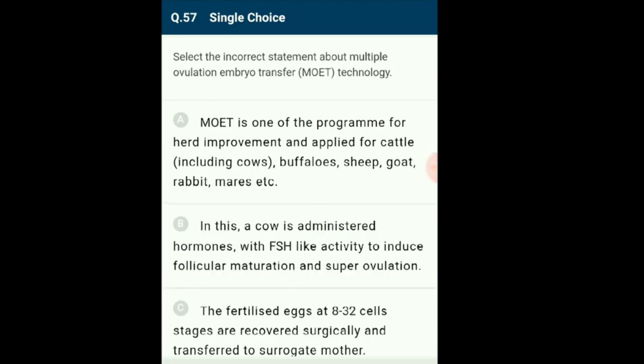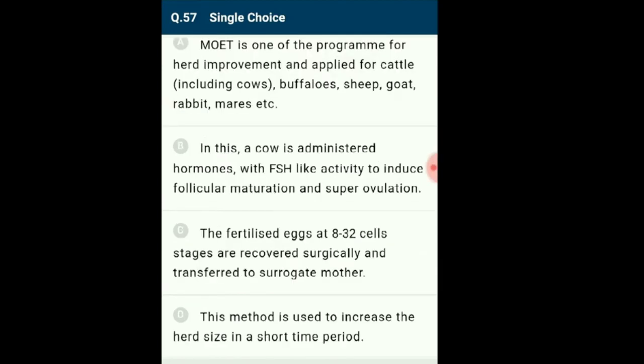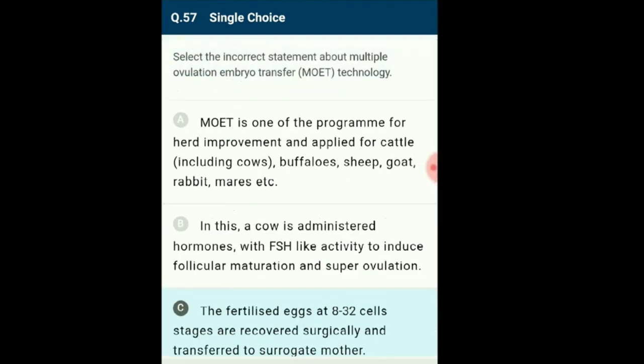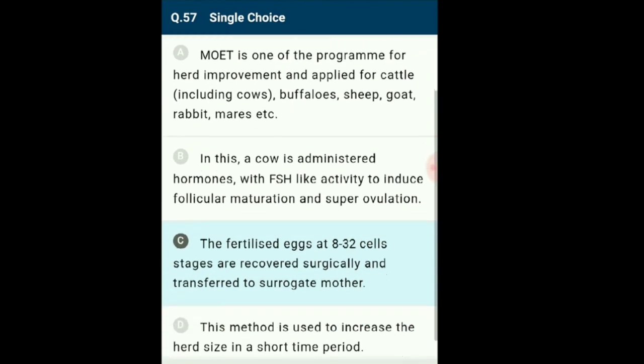Question number 57. Select the incorrect statement about multiple ovulation embryo transfer technology. In embryo transfer technology, instead of one egg, 6 to 8 eggs are produced per cycle. It is generally called multiple ovulation. After artificial or natural insemination, all of these eggs are fertilized. These fertilized eggs at 8 to 32 cell stages are recovered non-surgically and transferred to surrogate mothers. So the answer for this question is option C. The fertilized eggs at 8 to 32 cell stages are recovered surgically and transferred to surrogate mother. That is the incorrect statement about multiple ovulation technique.